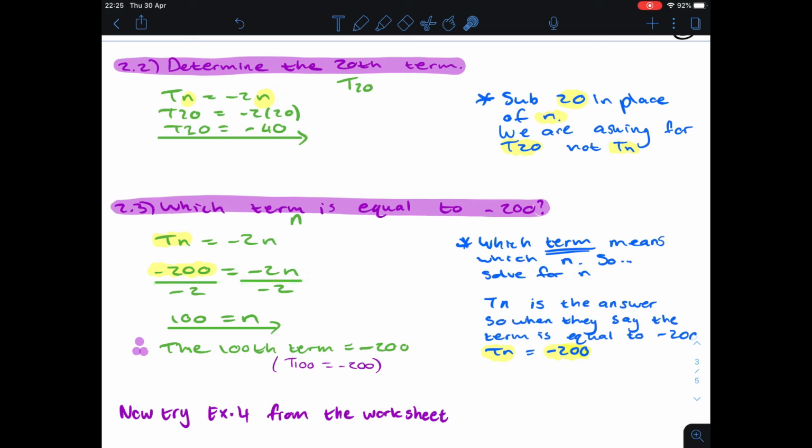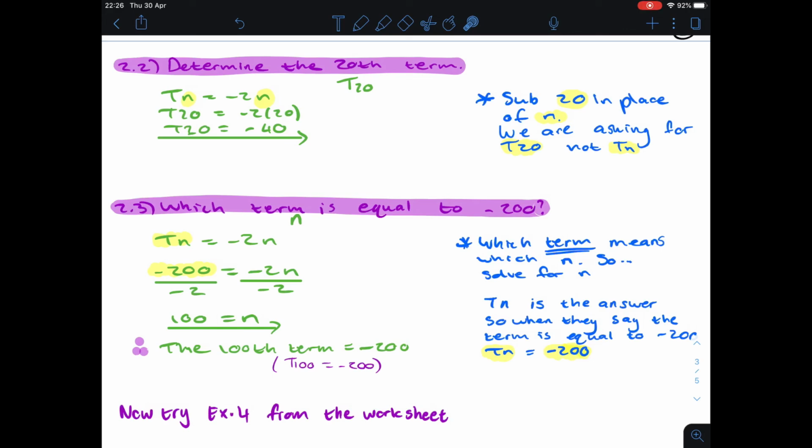And then I need to divide on both sides of my equals sign. So the negative 2's completely divide out. So I have n left, which is what I want. And negative 200 divided by negative 2 is a positive 100. So the 100th term will actually be equal to negative 200. So T100 is equal to negative 200. This means that if I were to actually write down 100 terms or carry on 100 times with this pattern, I will then eventually get to negative 200.